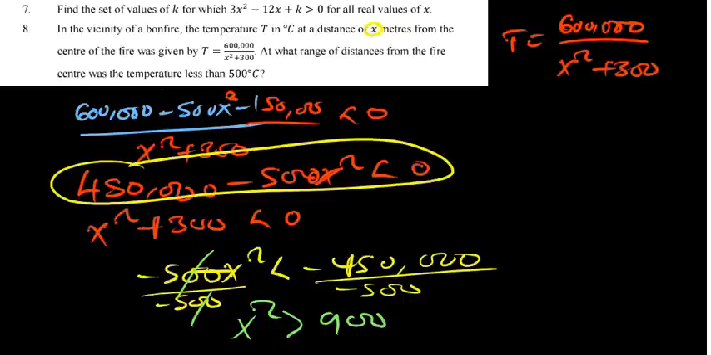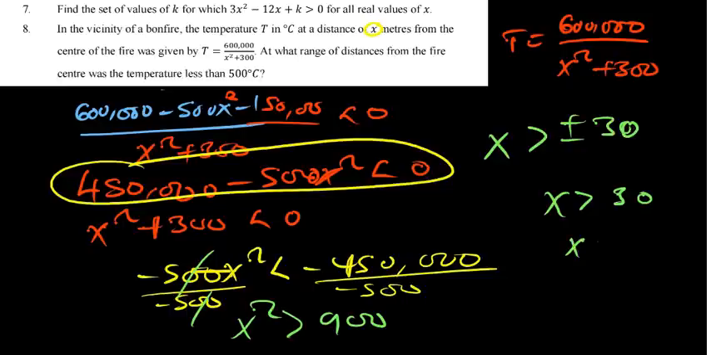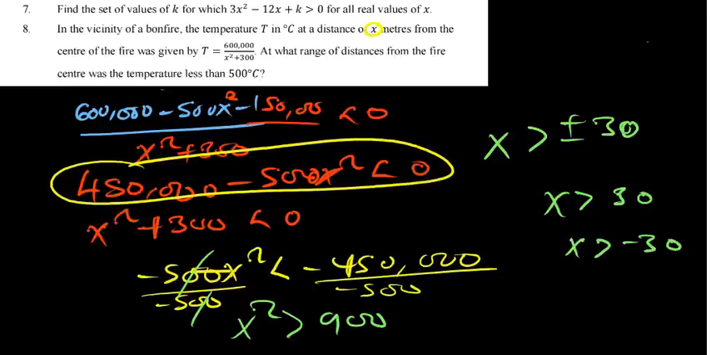So 900, I'll get the square root of both sides. I'll have x is greater than plus or minus what? 30, right? Meaning I've got x is greater than positive 30 and x is greater than negative 30. For those having questions before we go to x squared plus 300 less than 0, you can ask. So I have got x is greater than 30. Those having questions, please ask.